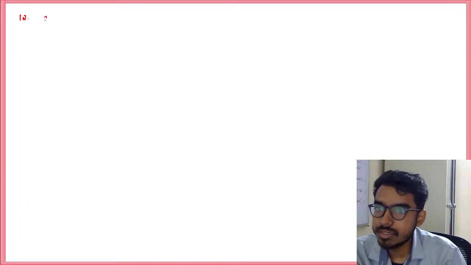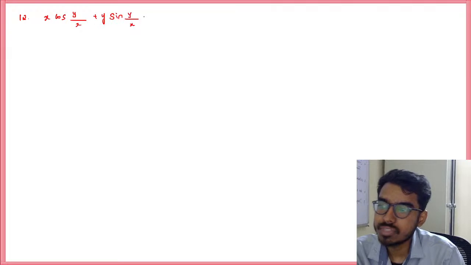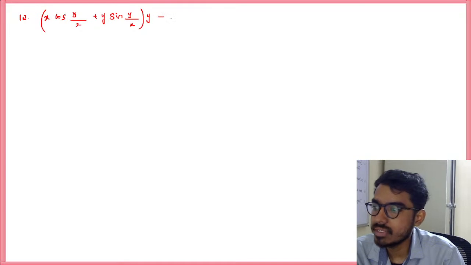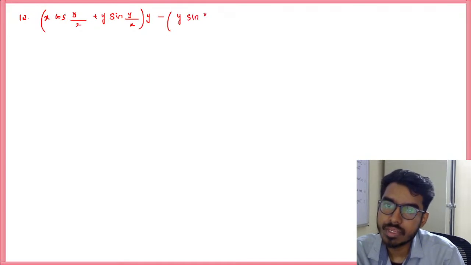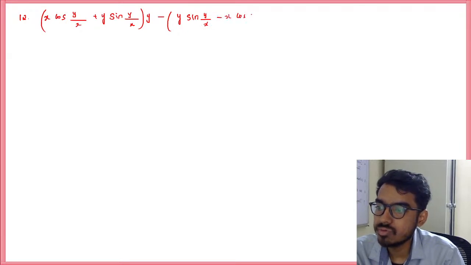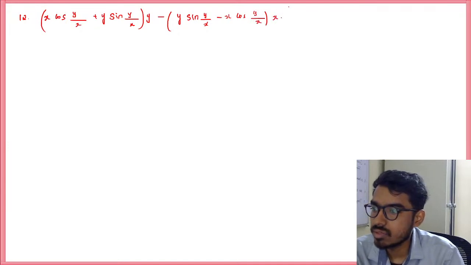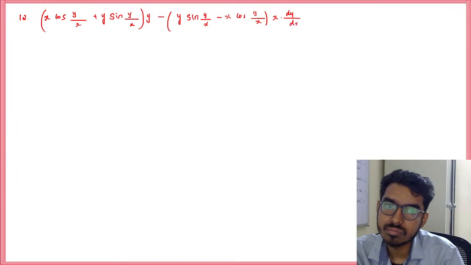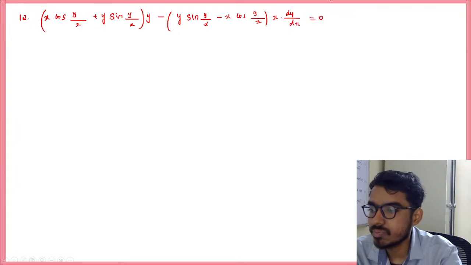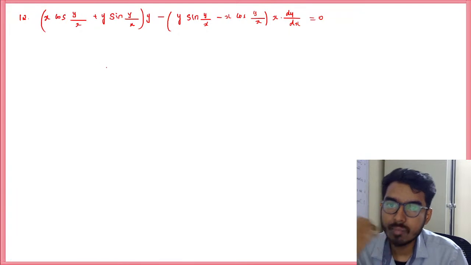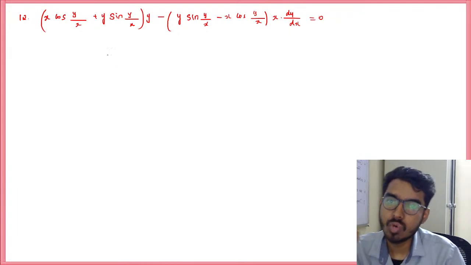So solve x into cos y by x plus y into sin y by x, into y, plus y into sin y by x minus x into cos y by x, into x, into dy by dx is equal to 0. Right? So what we'll do is we will write dy by dx equal to f1 of x comma y by f2 of x comma y.